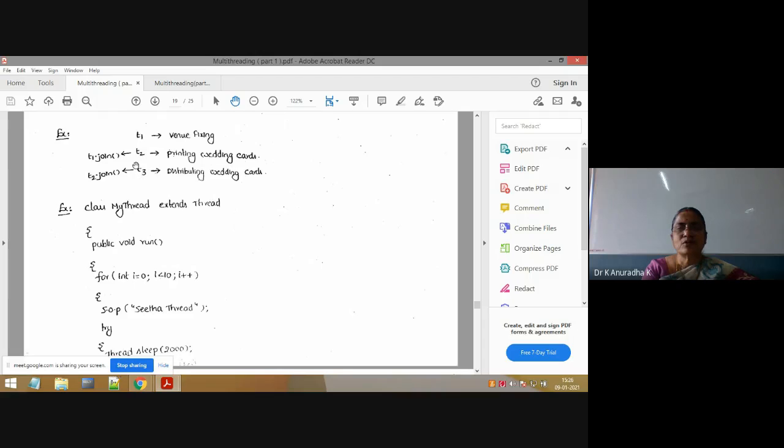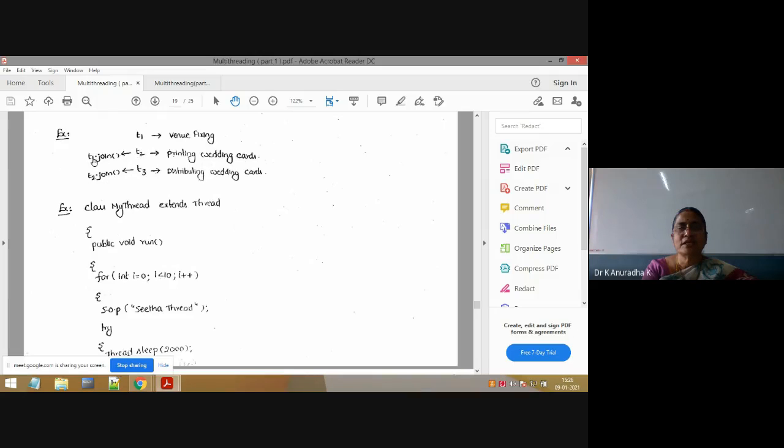Next, take one more thread T3. So with respect to T2 and T3, I will explain. Inside the thread T3, if you write T2 dot join, then what does it mean? What is the thread T3? Distributing wedding cards. So thread T3 has to wait until the completion of T2. Means first we have to print the wedding cards, then only distribute the wedding cards. No? That's why T3 has to wait until the completion of T2. Like that inside T3, we can write T2 dot join.